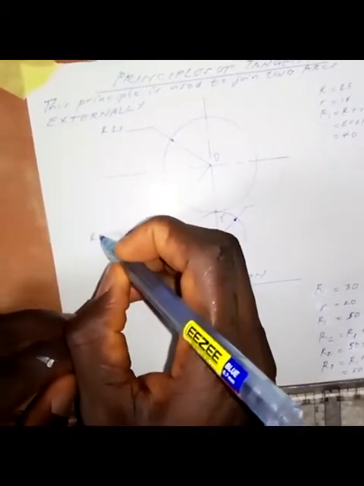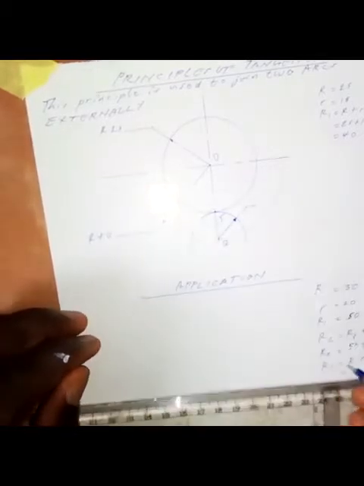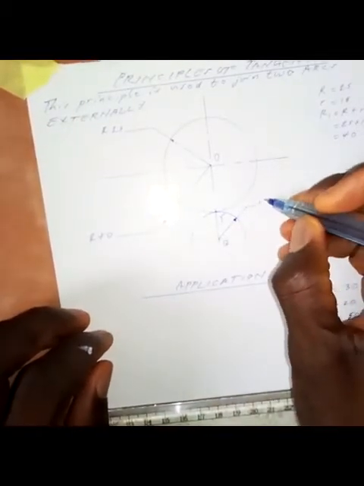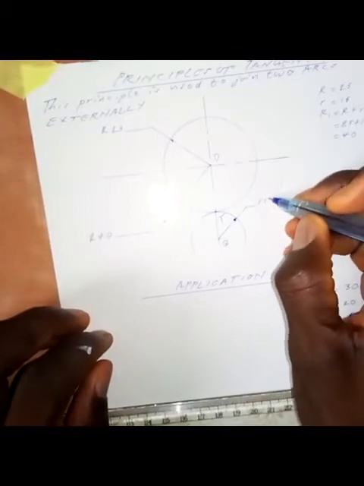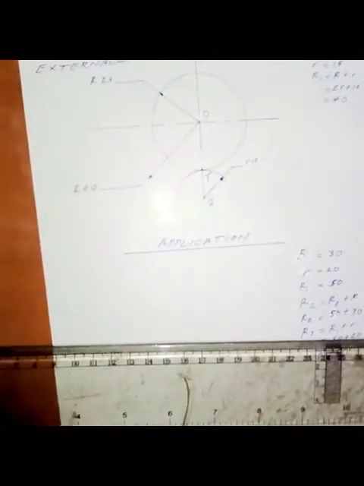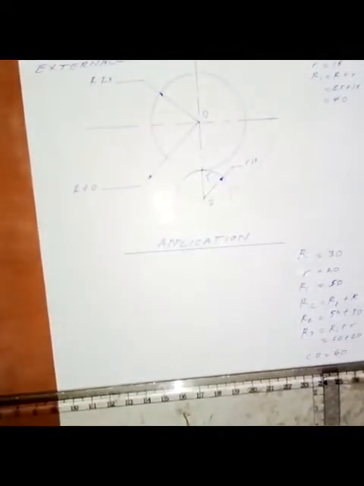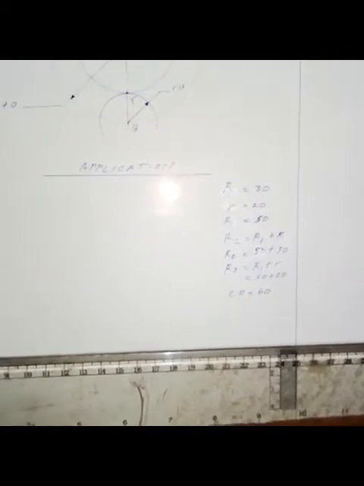So the radius is 40. 25 plus 15 gives us 40 mm. So this is the small circle, its radius is 15, so this is R15. So this is how to join two arcs together externally. The next thing I want to explain is the application of this principle. It's very important that we apply it, because it has a lot of application in engineering.